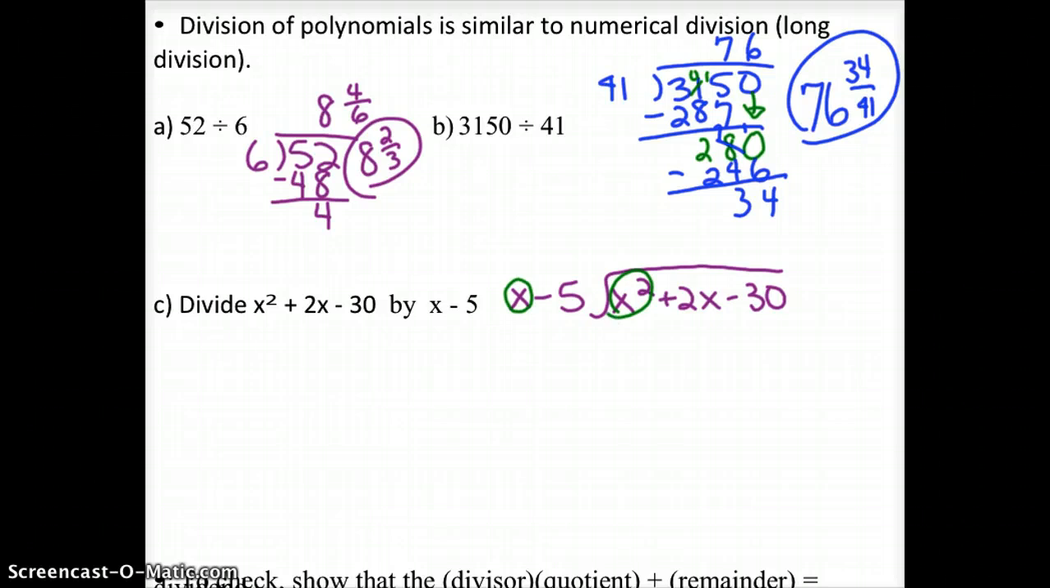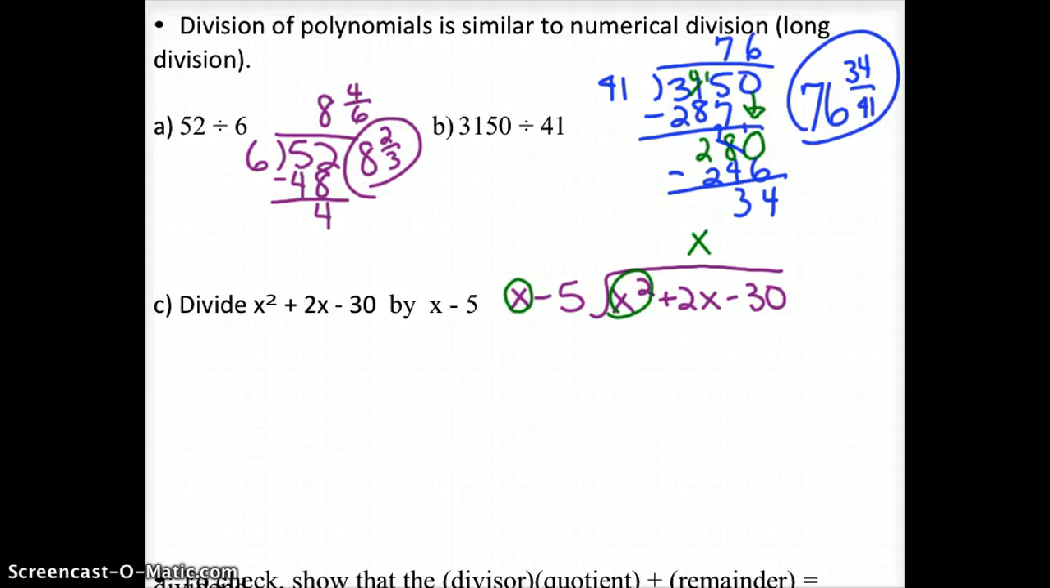What you're trying to figure out is how many times does x go into x squared? In other words, x times what is x squared? And you should know that it is x. x times x is x squared, so x goes into x squared x times. When you find out how many times it goes in, put it over the term that's the same power as it. So I'm going to put it over this 2x, because x has a degree of 1 and 2x has a degree of 1.